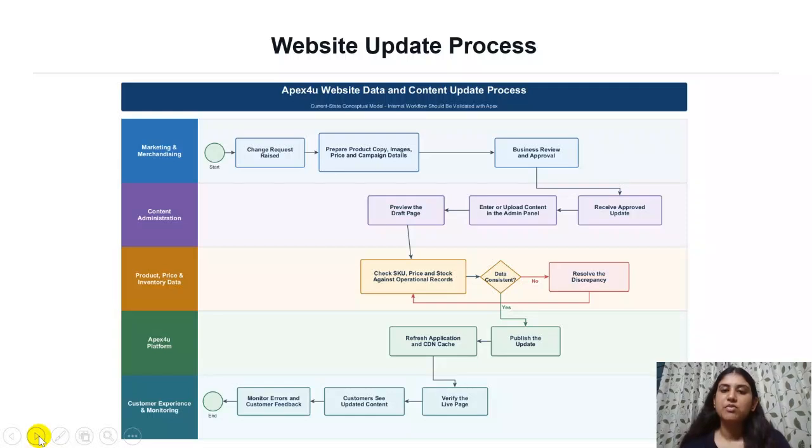If a campaign is approved but product information is incomplete, publication may be delayed. If a price is changed but refresh is not properly handled, consumers may see old information. If monitoring is reactive, the company may discover errors only after consumers report them. These problems lead directly to the next slides.